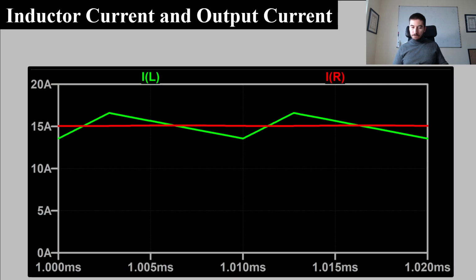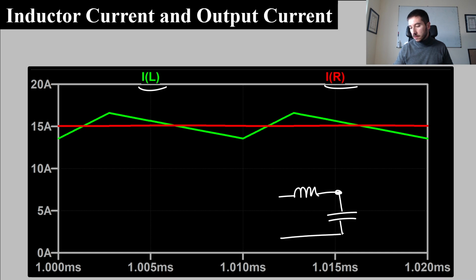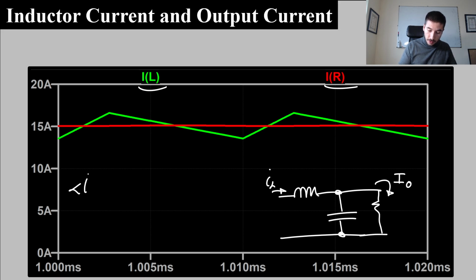Well, let's see other important waveforms. Here I am representing the inductor current and the output current. So in our buck converter we have the inductor, the output capacitor, and the load, which is a resistor in our case. So I am representing this one and this one. One of the things that we saw in the theoretical analysis of the buck converter is that the average value of the inductor current is equal to the output current, and this is something that we see in this simulation result.